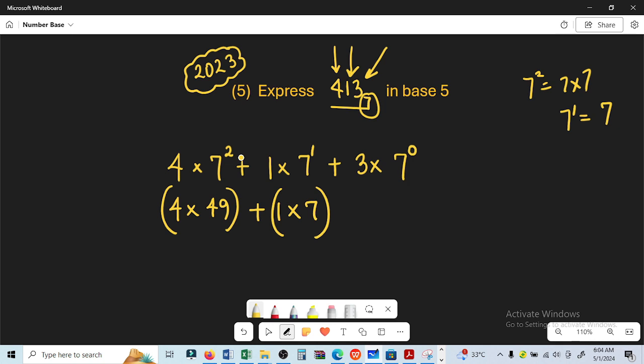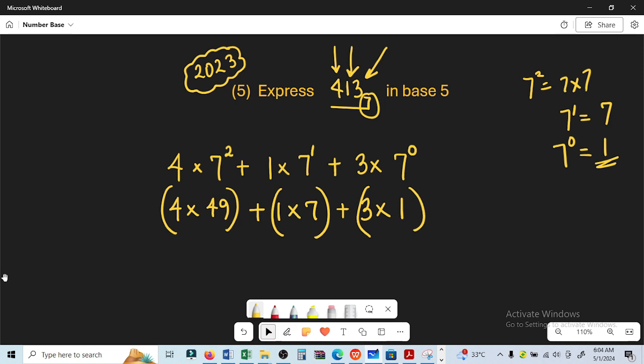And then the next thing I see there is a plus. And then this is 3 times. Now in indices, anything raised to the power of 0 is equal to 1. 1 million raised to the power of 0 is 1. 5,000 raised to the power of 0 is 1. So 7 raised to the power of 0 is 1. So I'm going to put my 1 right there.